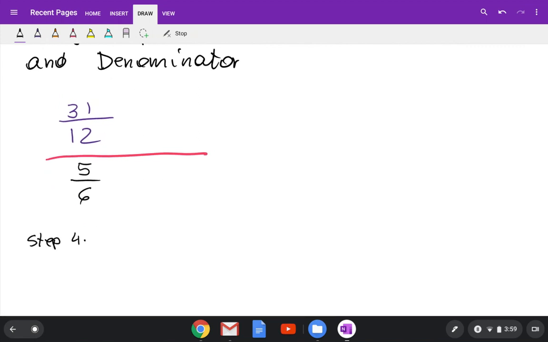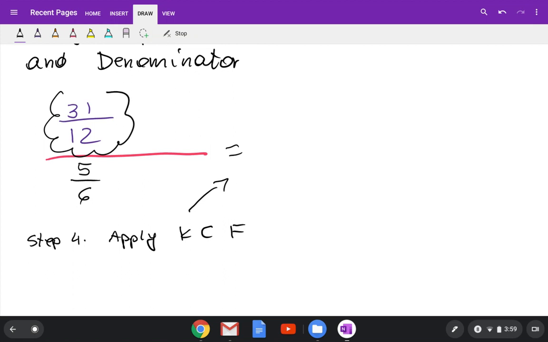So step 4, apply keep change flip. This is our shortcut in our class. Keep. So we're doing that here. Keep the top fraction, 31 over 12. Change means change this division to multiplication. And flip means flip over the bottom fraction. So when you flip 5 over 6, you will end up with 6 over 5. And now you just multiply.